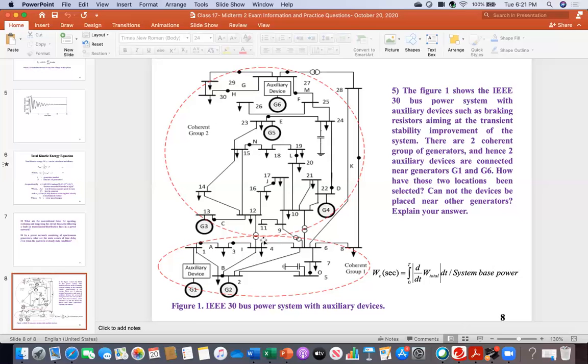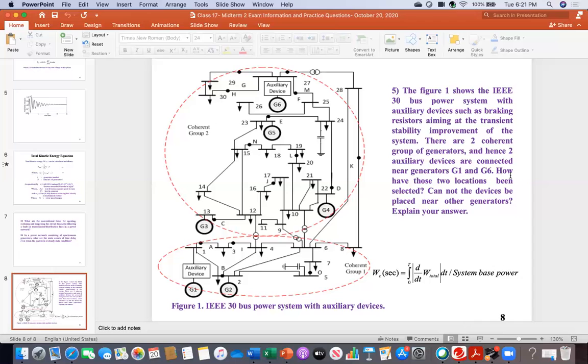So that's why this is one group. I put one control device, an auxiliary device, in this case near generator G1. And although there are G3, G4, G5, G6, you see, the auxiliary device is put nearby generator G6.